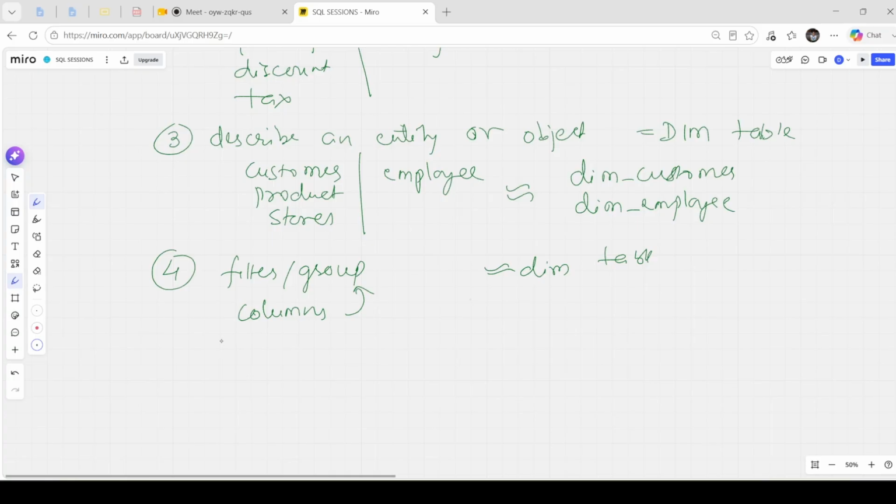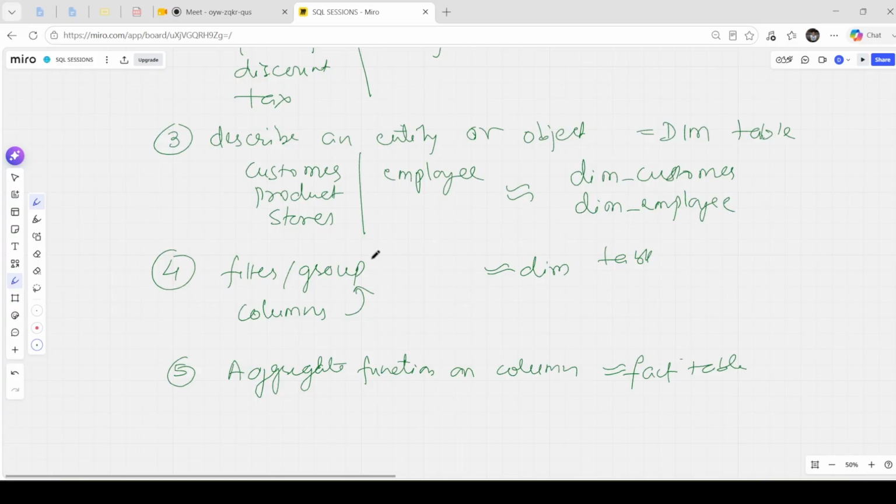And the fifth thing is, if you want to use aggregate functions on columns, if you want to do like this, then it's going to be a fact table. Okay, so these are the 5 things on the basis of which you need to decide which one is going to be a fact table and which one is going to be a dimension table.